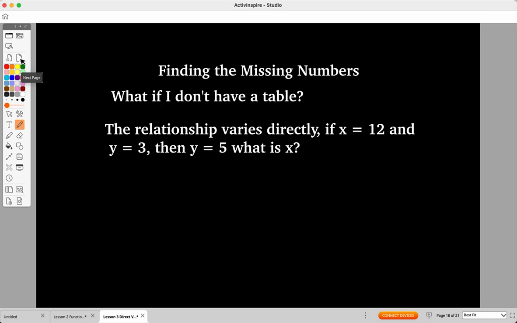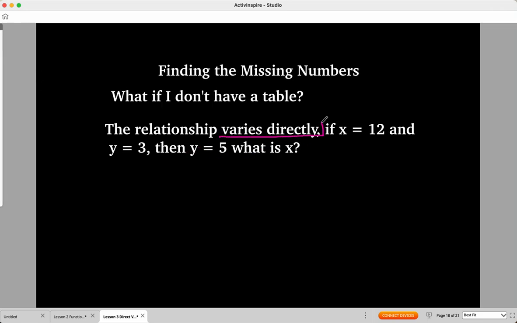Yes. Since they vary directly, we have a little bit more information. Since it says this, we know that k is always going to stay the same. So if 3 is equal to 12k, how do I get rid of 12? Well, I use my equation rules. And now I got to simplify. So 1/4 equals k. All right, so now if I know y is 5, can I figure out x?